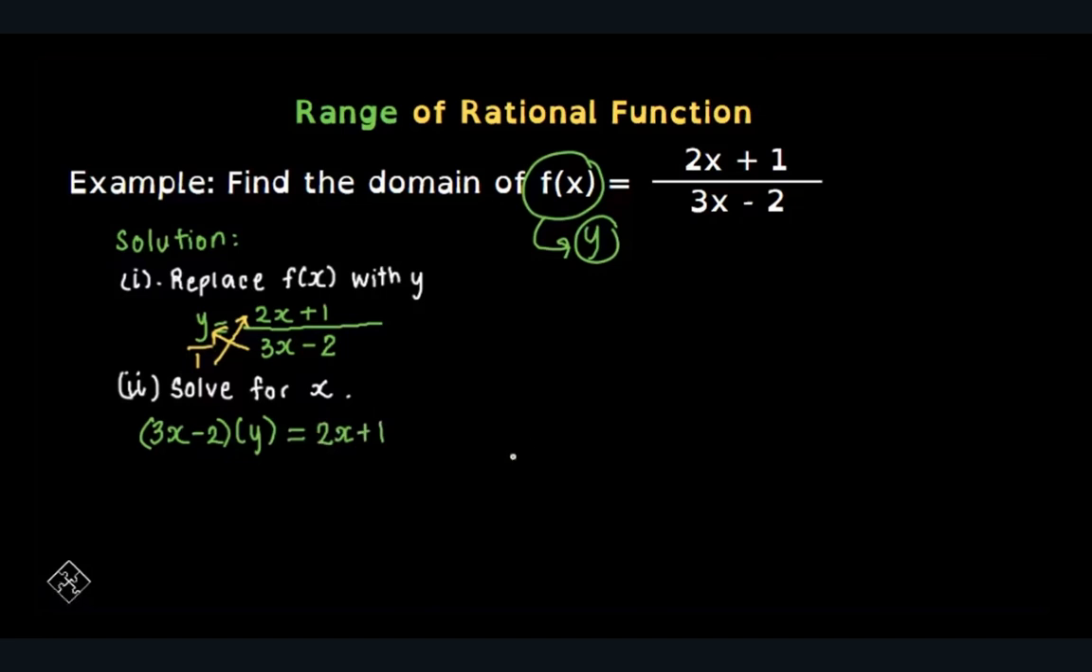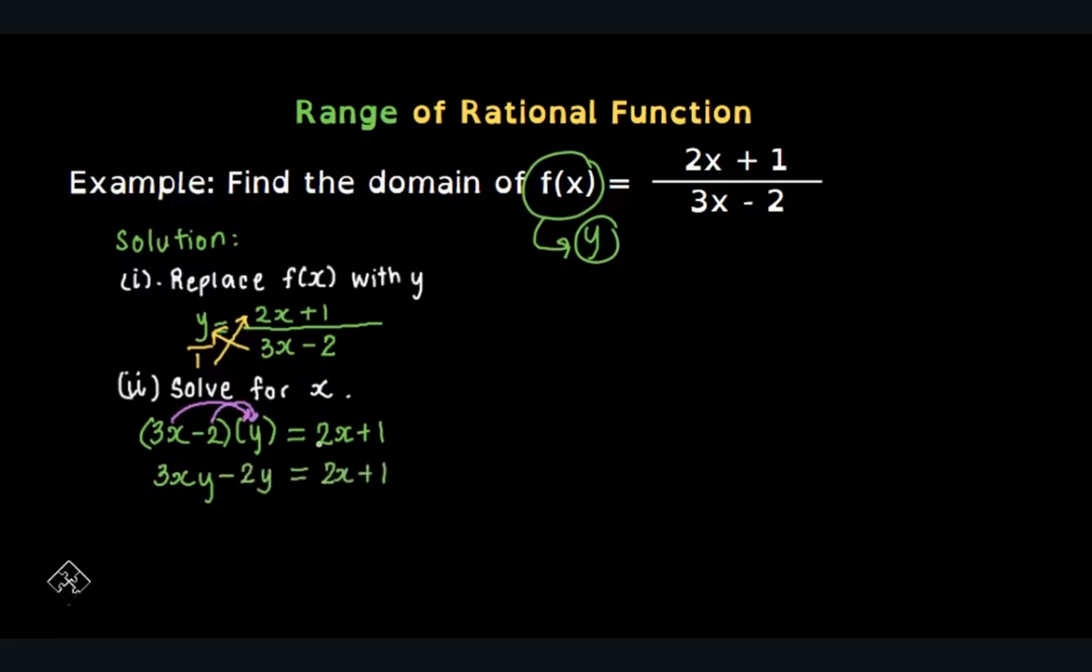And, hindi pa tapos yan, no? We will distribute the y sa 3x minus 2. So, yung 3x dito, distribute natin kay y, or multiply natin kay y, that is, we have 3xy. Okay? Next is negative 2 times y, that is negative 2y. Okay? Tapos, kokopyahin lang natin yung kabila. So, 2x plus 1. Okay?